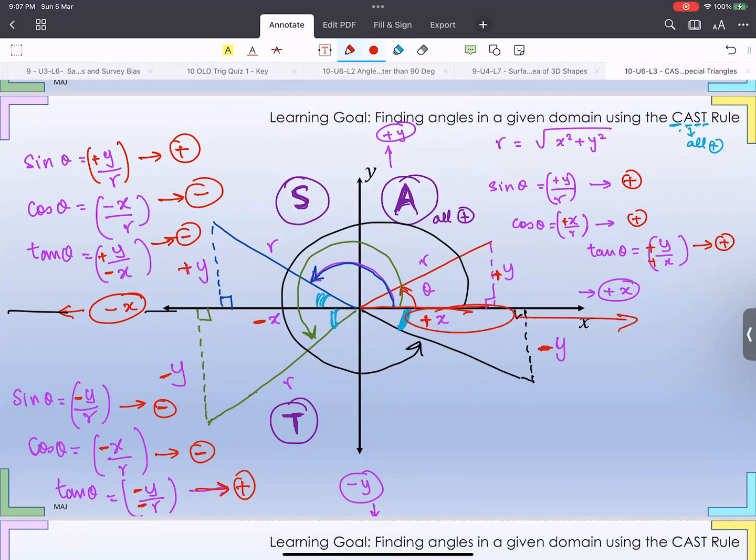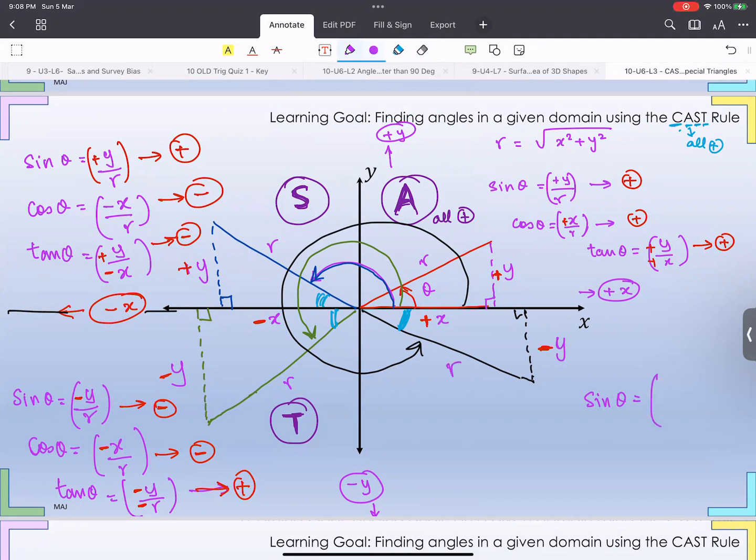So if we want to look at sine, cos, and tan, sine of theta is opposite over hypotenuse. The hypotenuse is still going to be r. Okay, the hypotenuse is r.